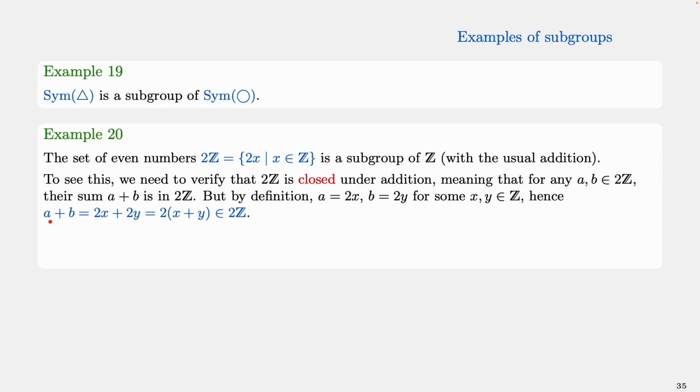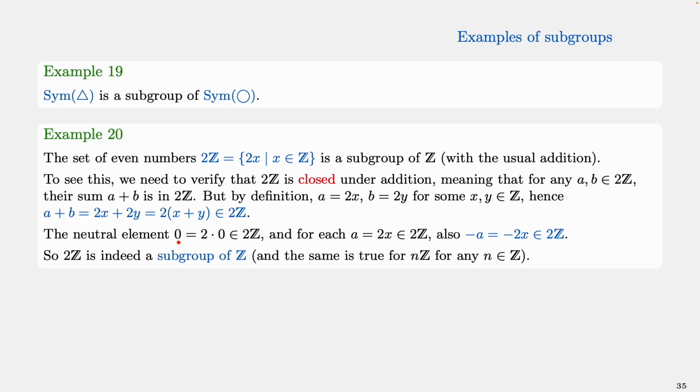And hence, if we look at the sum, a plus b, this is 2x plus 2y. We can factor out the 2, so this is 2 times x plus y, and x plus y is again an integer, so this is indeed an element of 2Z. So the even numbers are closed under addition. Clearly they contain the neutral element 0, because 2 times 0 equals 0. And for each element a that is even, its negative element minus a is also even, of course. And this proves that 2Z is indeed a subgroup of Z.